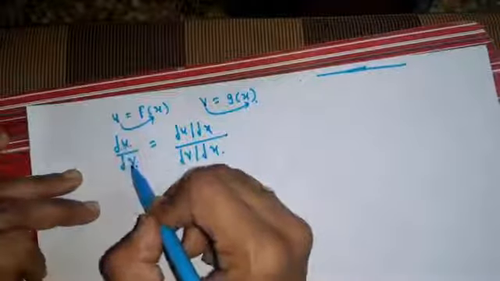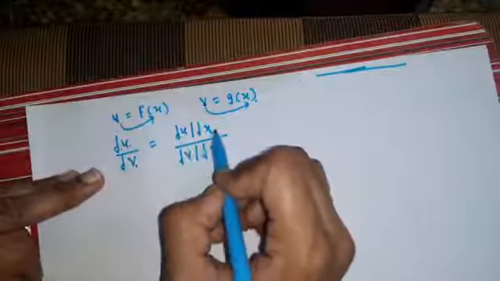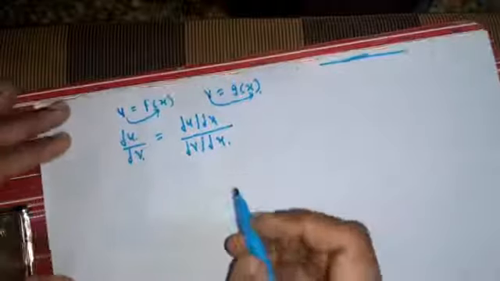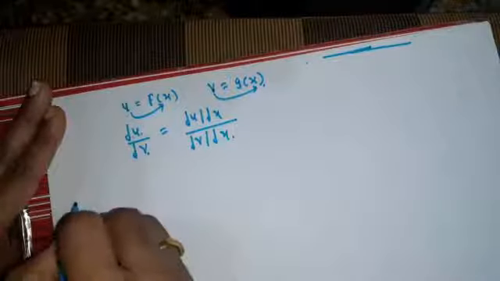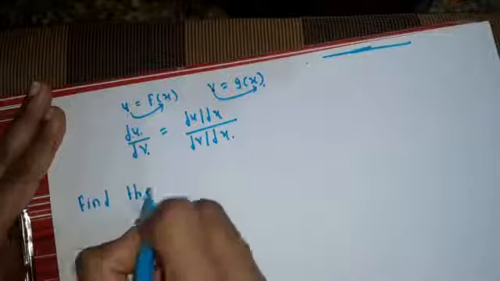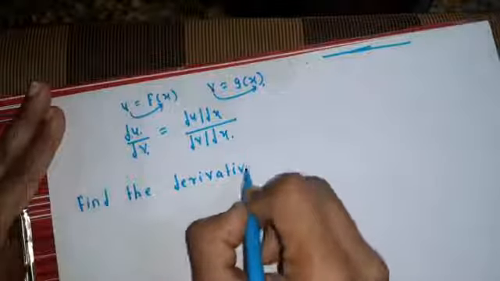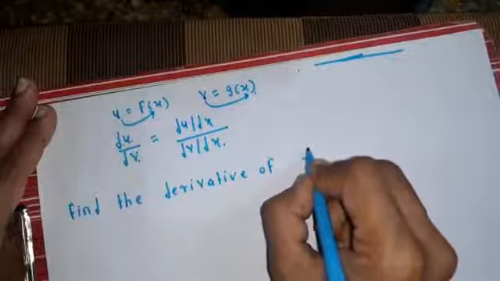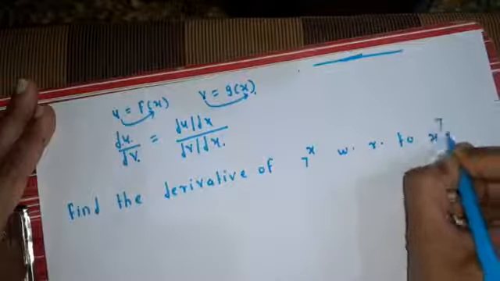And therefore du by dv, differentiation of one function with respect to another, is du by dx upon dv by dx, in this way. Okay students, for example, let us take an example. Find the derivative of 7 raised to x with respect to x raised to 7.